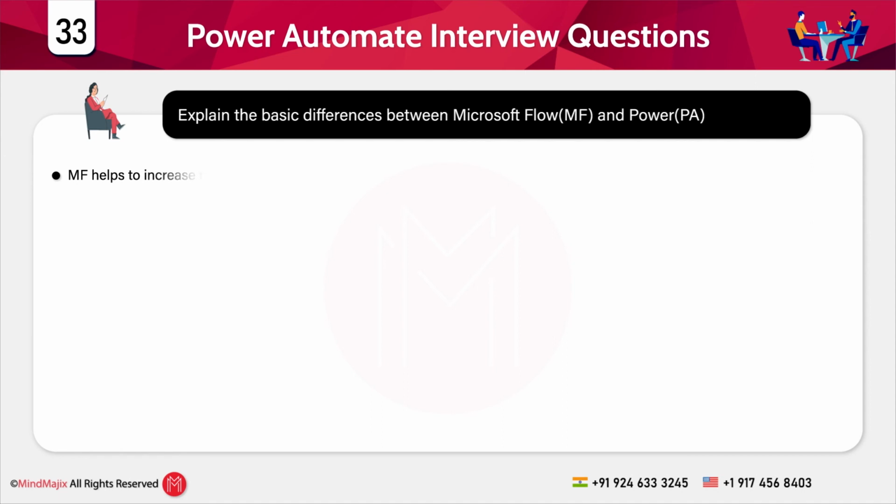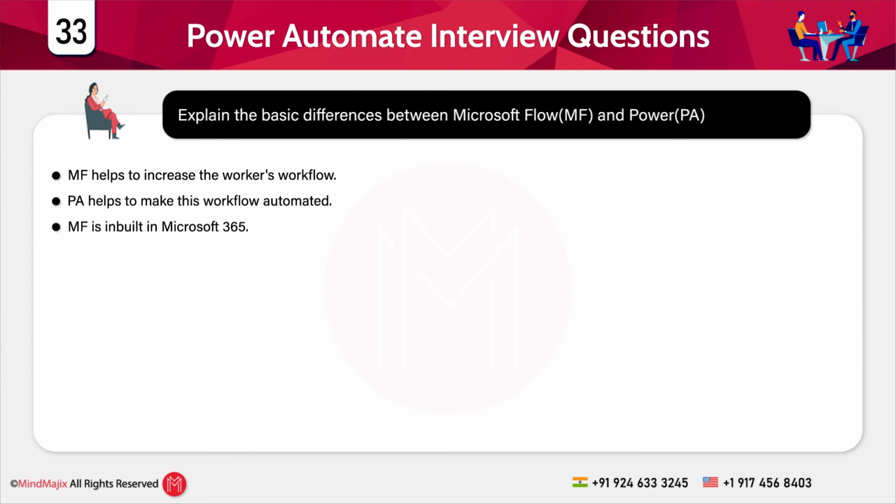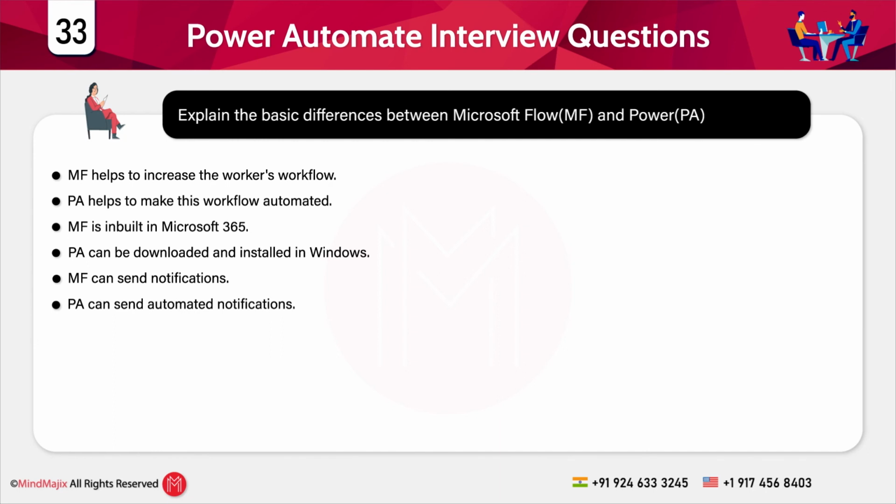The next question is, tell me the basic differences between Microsoft Flow and Power Automate. Microsoft Flow helps to increase the worker's workflow, whereas Power Automate helps to make this workflow automated. Microsoft Flow is inbuilt with Microsoft 365, whereas Power Automate can be downloaded and installed in Windows. Microsoft Flow can send notifications, whereas Power Automate can send automated notifications. Microsoft Flow cannot automatically synchronize the files, whereas Power Automate can automatically synchronize the files and the data. Microsoft Flow is not available in Power Platform, whereas Power Automate is available on the Power Platform. These are some of the key differences between Microsoft Flow and Power Automate.